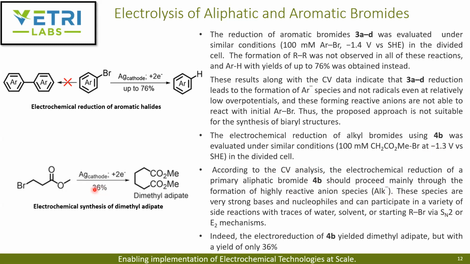However, they found a yield of only 36%. They were initially expecting to form adipic acid, which is a precursor of nylon, but they got only dimethyl adipate, which is an ester of that acid, with a yield of only 36%.